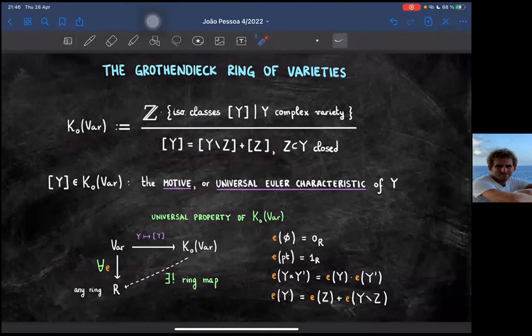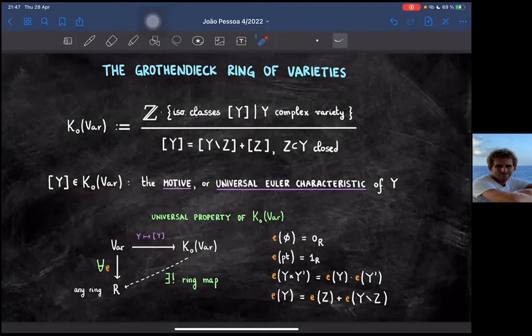The scissor relation says that whenever you have a variety and a closed subvariety, then the class of the bigger one is the class of the closed subspace plus the class of the complement. So this quotient is denoted K0 bar, the Grothendieck ring of varieties. It can be described by a universal property. I just wrote it here very informally. So you have this association. This is not really a function, because this is a category and this is a ring. But you can send a variety to its motive, which is its class in K0 bar.